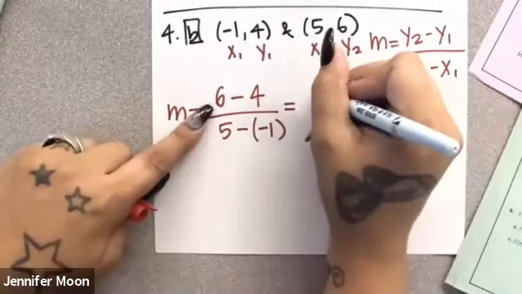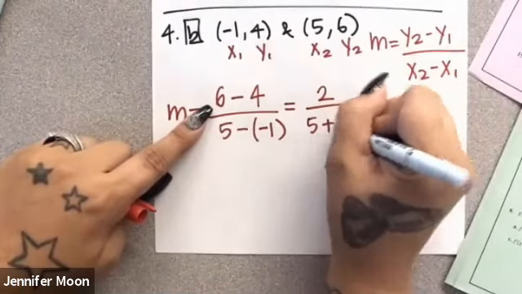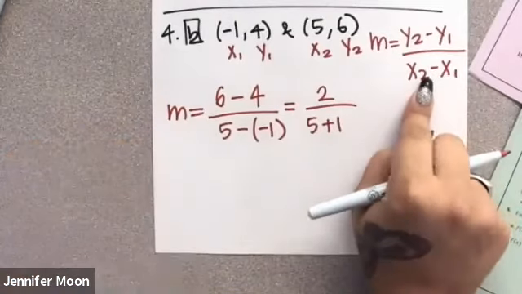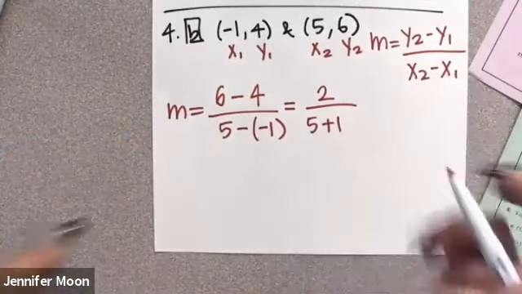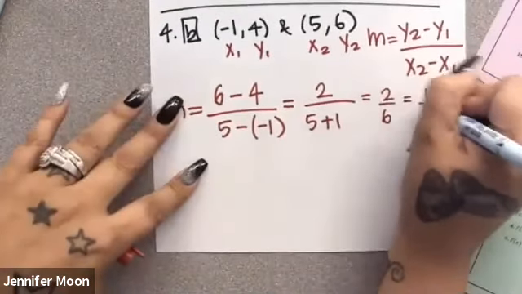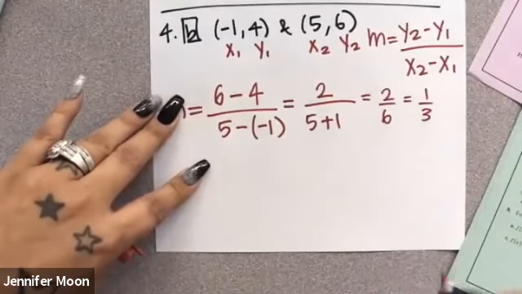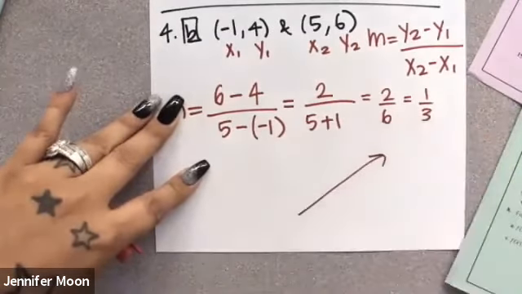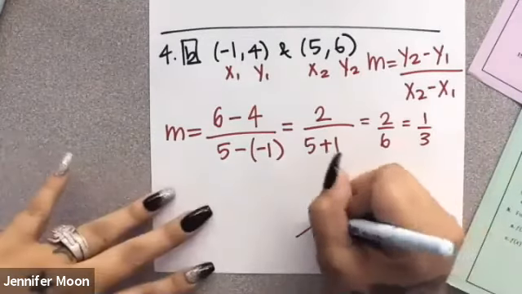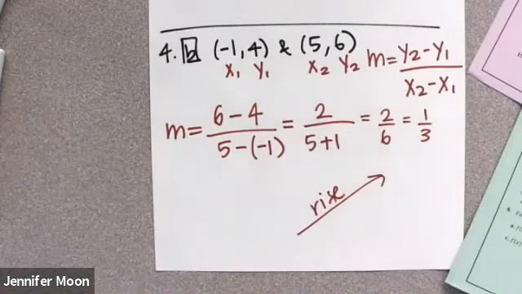Here I would get 6 minus 4, which is 2. On the bottom, y'all, I have 5 plus 1. That's why you have to make sure you look at your formula's operations and then plug in your terms, okay? And so I would get 2 over 6, which can be reduced to 1 over 3. And that's a positive number, so it's a positive slope. And positive slopes climb. They go up. They get higher. They rise, okay? So this one would rise.